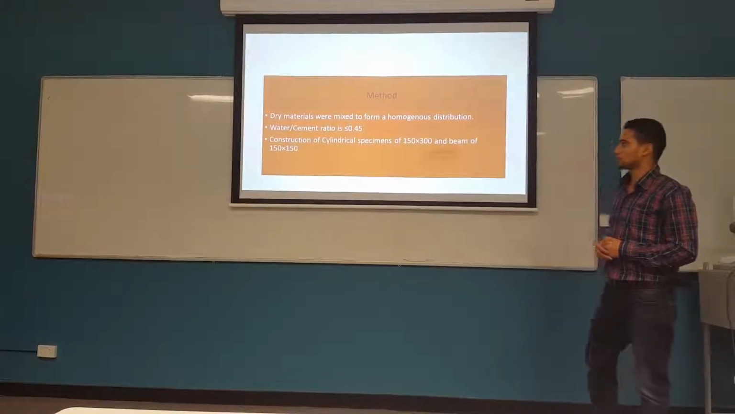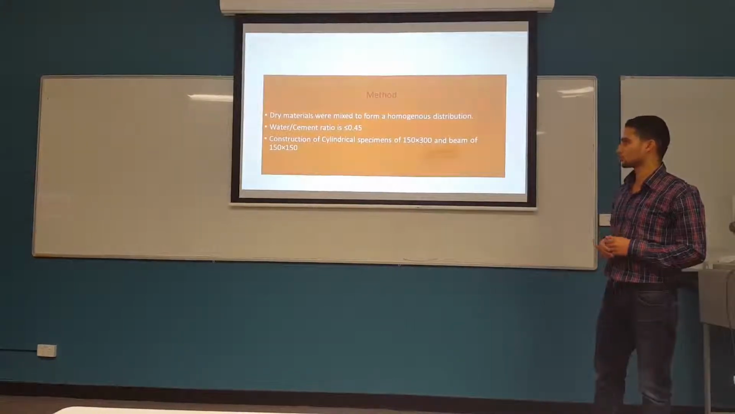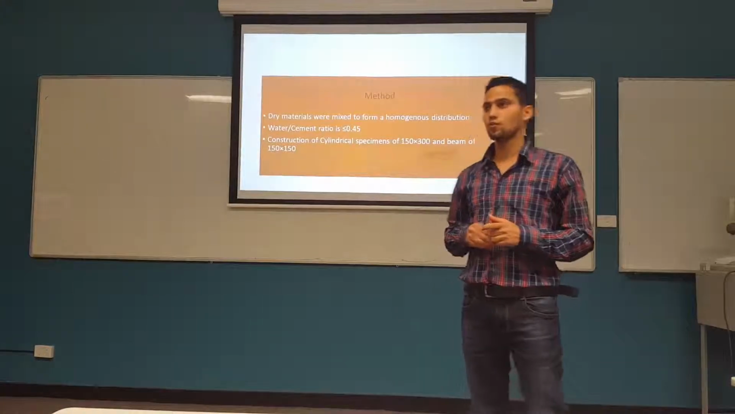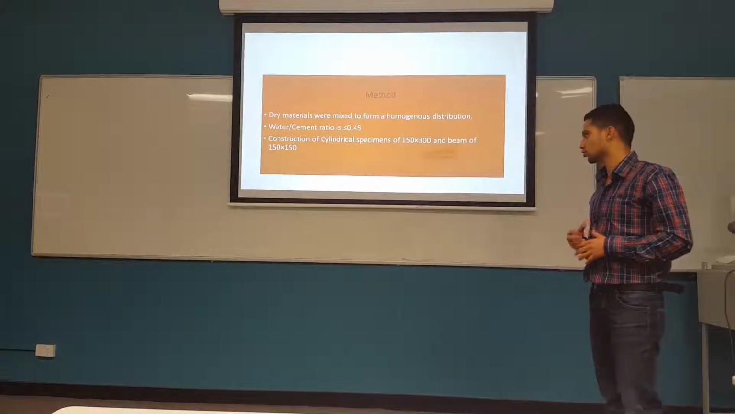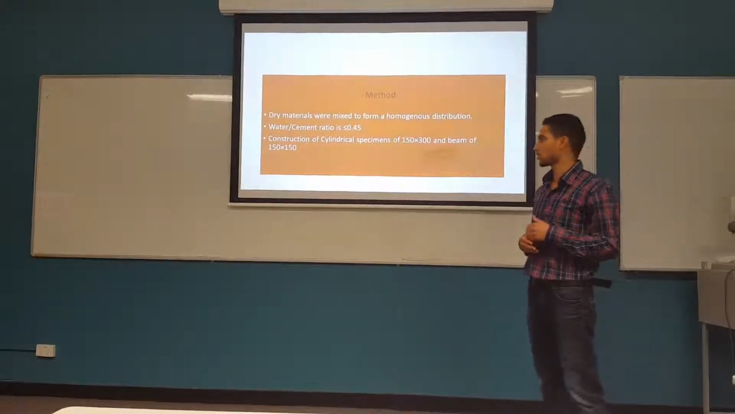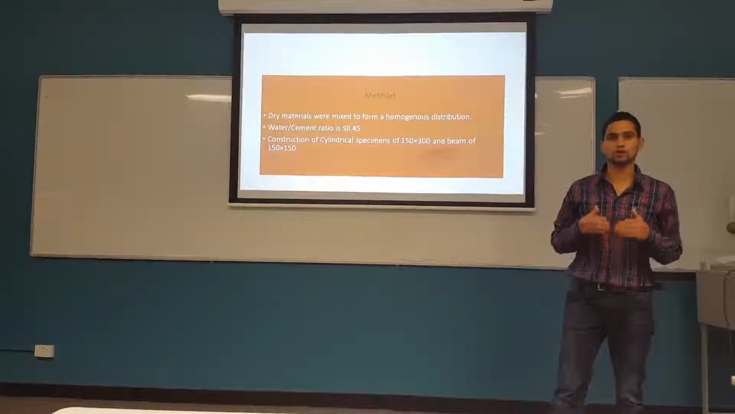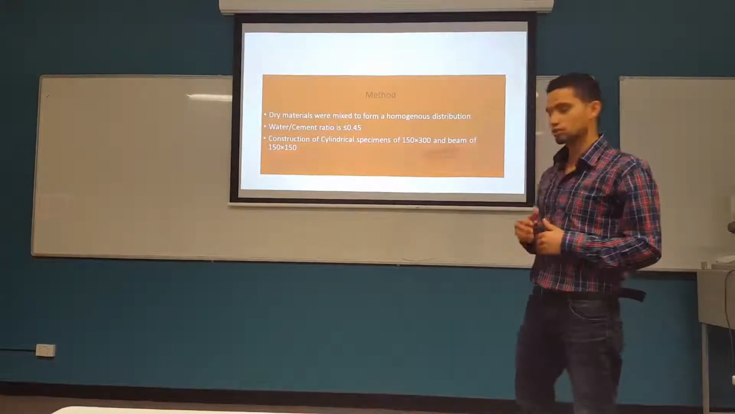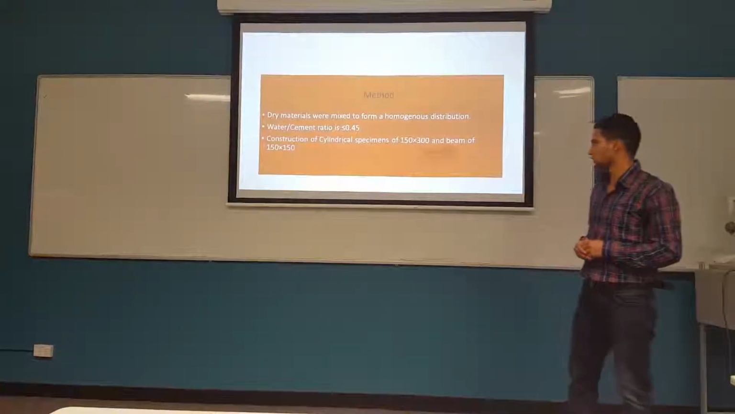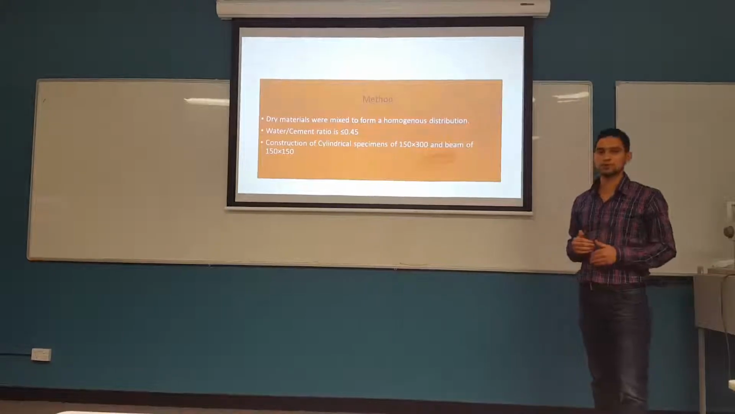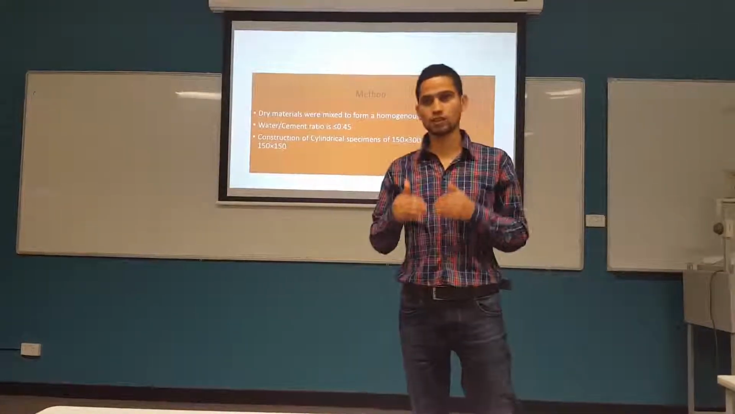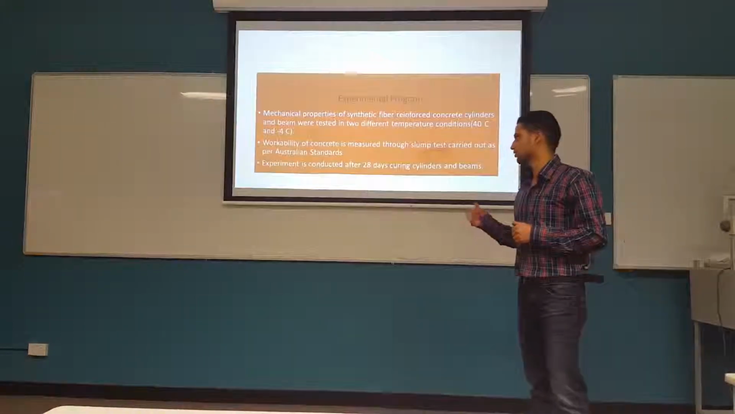And the method: first of all, the dry materials such as fiber, aggregate, and cement were mixed to form a homogeneous distribution. Then water was added. The water-cement ratio was maintained at 0.45, not more than that. Cylindrical specimens of 150 by 300 and beams of 150 by 150 were constructed for testing the different mechanical properties.